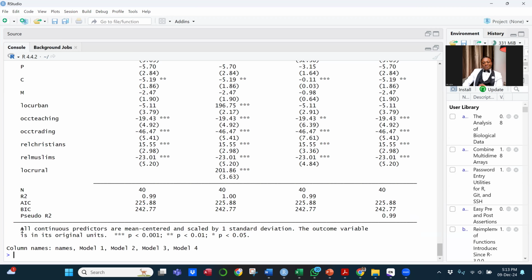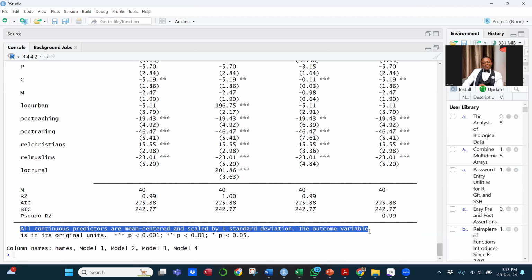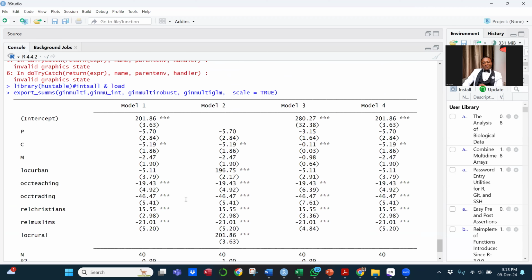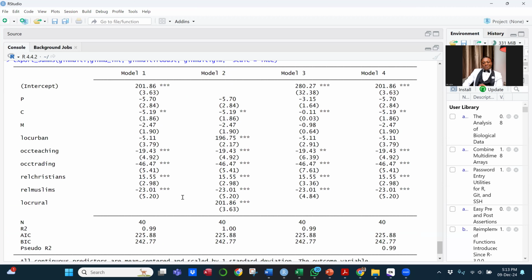It has put a note down here that all continuous independent variables or predictors are mean-centered, scaled by one standard deviation. The dependent variable is in its original unit. So whatever units that you use, then you have this. The rest is interpretation, which we shall do next time.